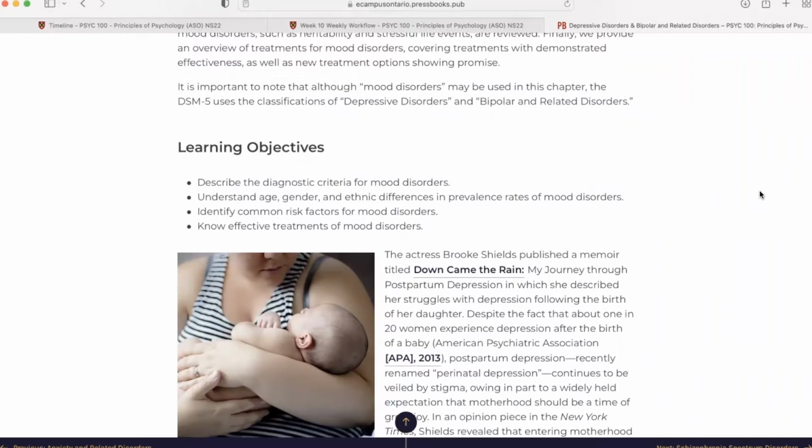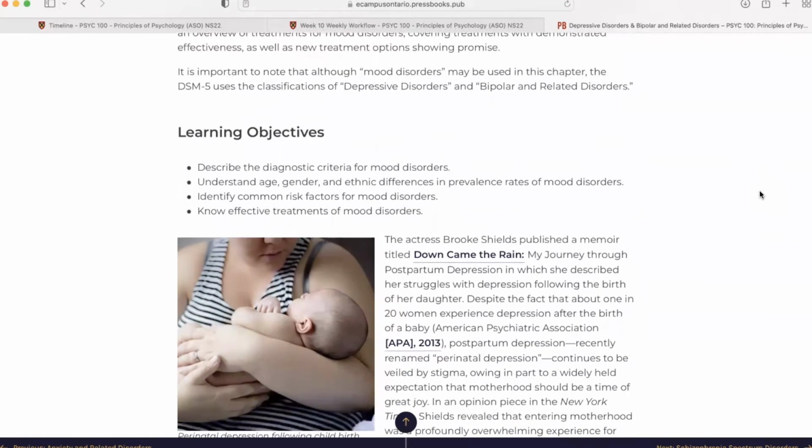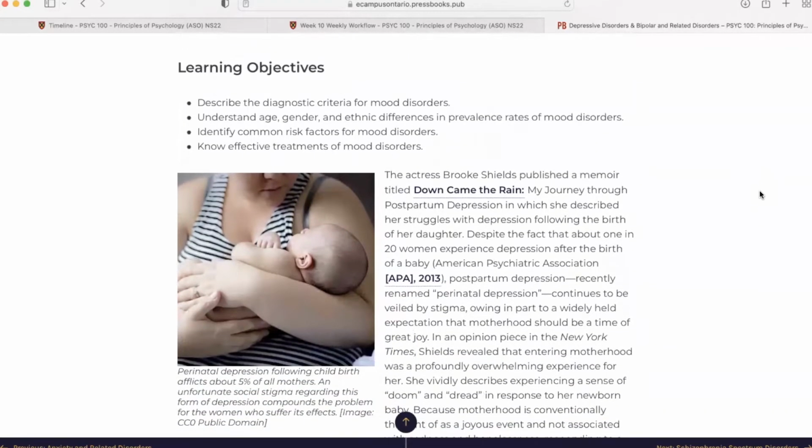Learning objectives to keep in the back of your mind as you're listening or watching this and taking notes is to describe the diagnostic criteria for mood disorders. Understand age, gender, and ethnic differences in prevalence rates of mood disorders. Identify common risk factors for mood disorders and know effective treatments for mood disorders.